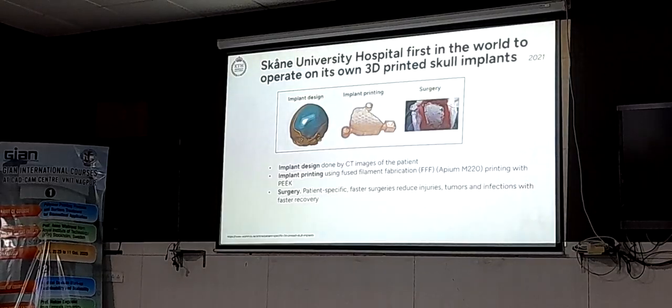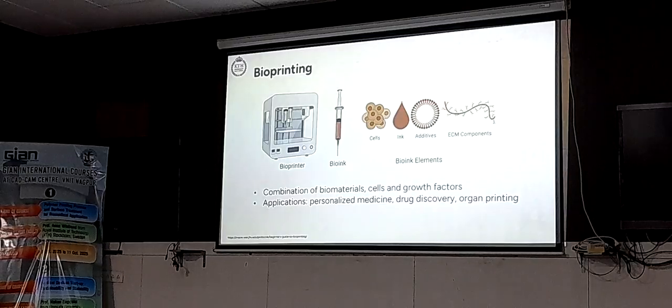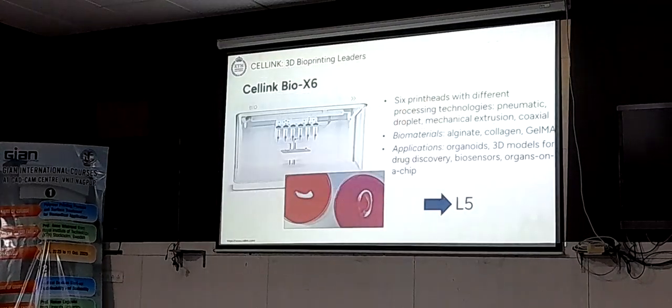Moving on from the bioplotter and the FFF, we can also think of extrusion-based printing as bioprinting, where you have a bio ink, and normally you add cells, and then you print it. I know that some of you are working with that, so you are very well aware of this technique. CELLINK is one of the main companies selling those printers.